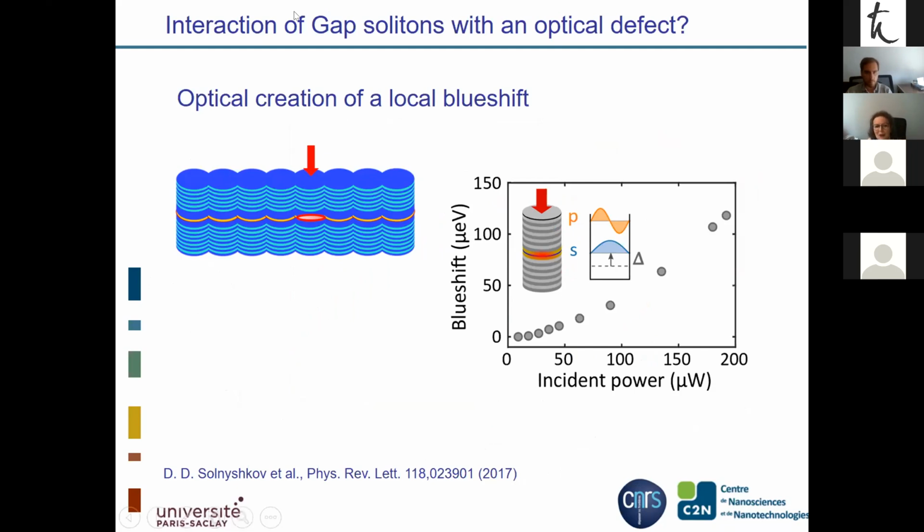And to do that, we are going to pump a micropillar, but this time not resonantly, but non-resonantly. So doing that, we create carriers, excitons, which interact with the polaritons and create a local blue shift. So we will modify the on-site energy of a particular pillar and create a defect. We calibrate this defect by pumping a single isolated pillar, which is close by, and seeing what blue shift we create as a function of the power.